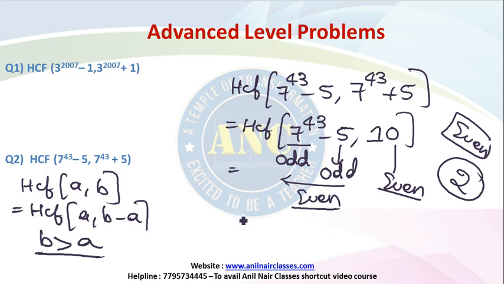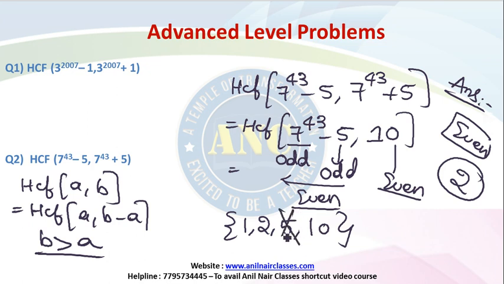2. Why can't it be 5? What are the factors of 10? 1, 2, 5, 10. I am saying the answer is an even number. If the answer is an even number, how can it be 5? If a number is not divisible by 5, how can it be divisible by 10? Answer is nothing but 2. Manoj Beta, I hope it is clear.